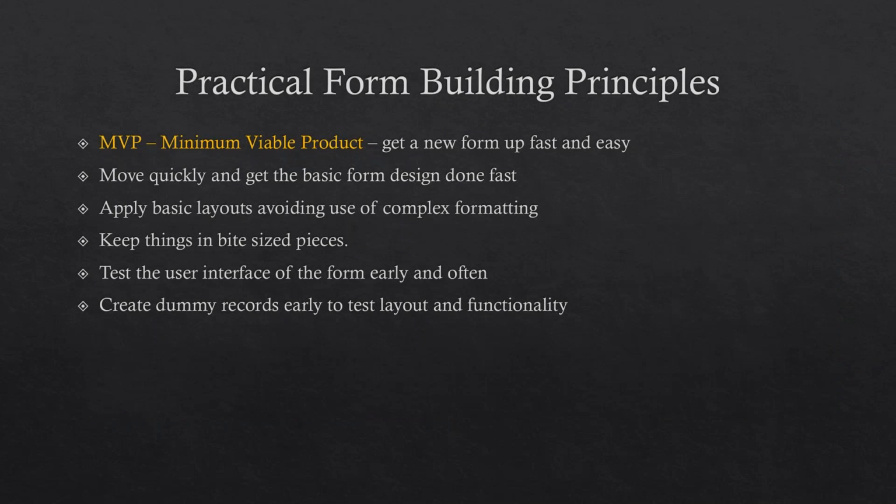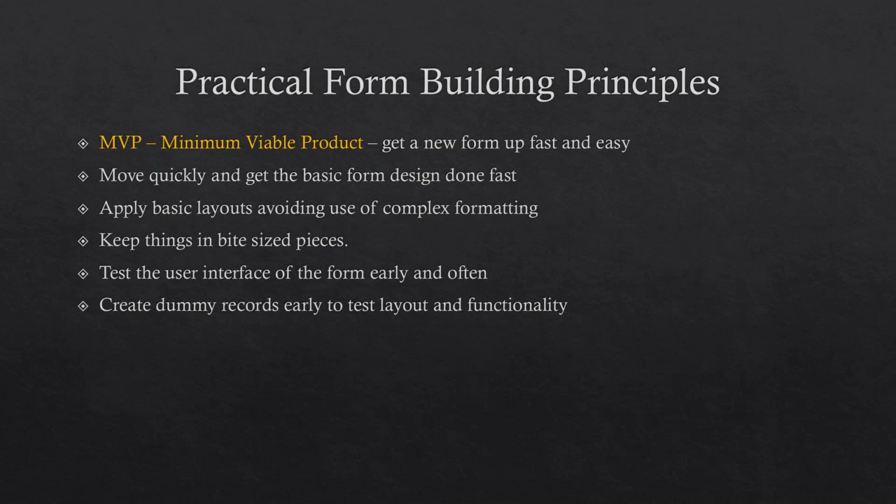So, just practical form building principles. This would be true regardless of which tool set you're going to use. MVP, minimum viable product. We want to get a new form up fast and easy. We want to have something to look at, something tangible, as quickly as we can, and then through adjustments and iterations, we want to adjust from that. We want to move quickly, and we want to get the basic form up fast.